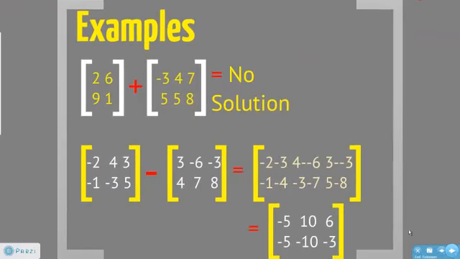More examples. See how these are not the same? The dimensions are totally different. There's no solution. You can't do it. It doesn't work out. Subtraction. It's easy too. So -2 minus 3 equals -5. 4 minus -6 is 10. 3 minus -3 is 6. -1 minus 4 is -5. -3 minus 7 is -10. 5 minus 8 is -3. Easy.